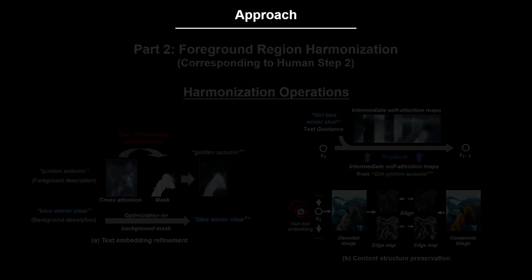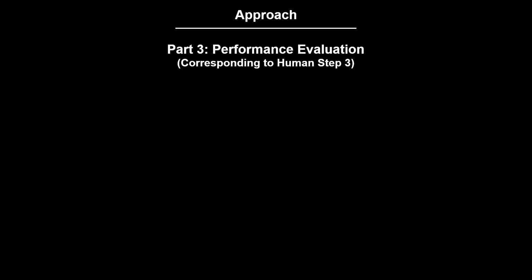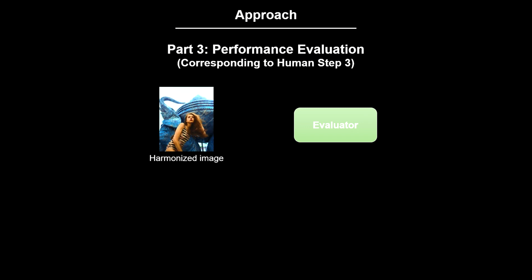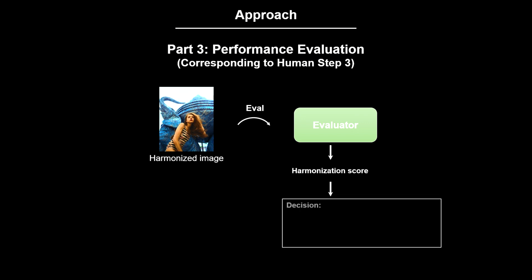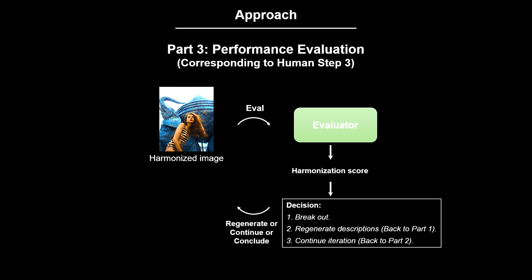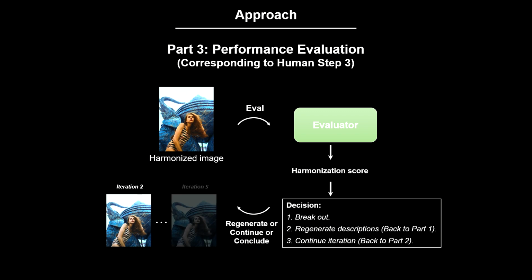Proceeding to Part 3, we outline the performance evaluation module, corresponding to Human Step 3. We train an evaluator to assess the harmonized image generated by Part 2, providing a harmonization score. Based on this score, the approach deduces outcomes like human beings, either breaking out or regenerating the description in Part 1, or continuing iteration in Part 2. This iterative pipeline leads to increasingly harmonized images and, ultimately, the best result.